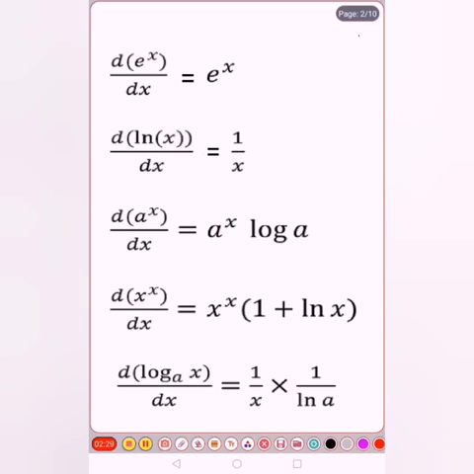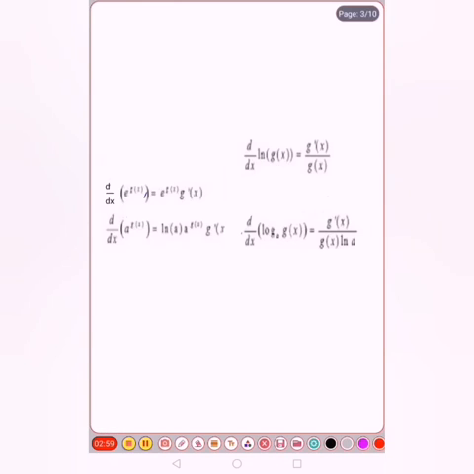We can also write it as a^x log a to the base e. Here e also can be kept. Differentiation of x^x is equal to x^x multiplied by 1 plus log x. That is, 1 plus log x multiplied by x^x. Next, differentiation of log x to the base a is equal to 1 by x multiplied by 1 by log a.